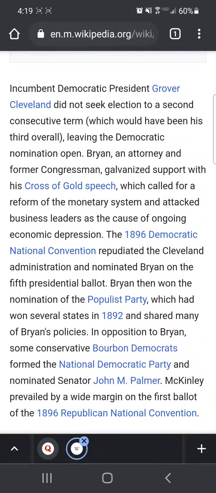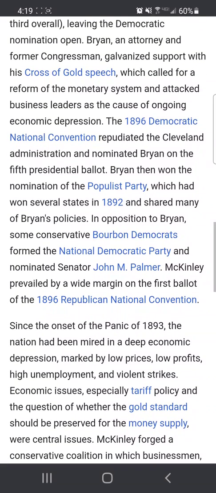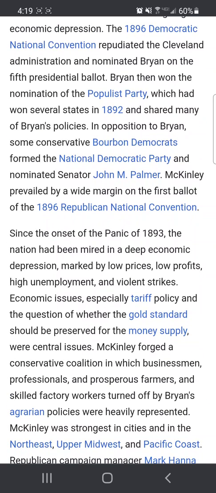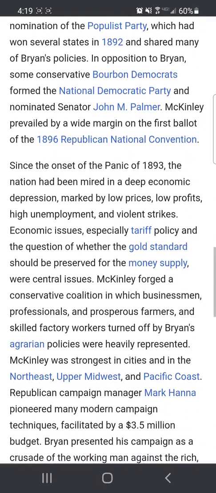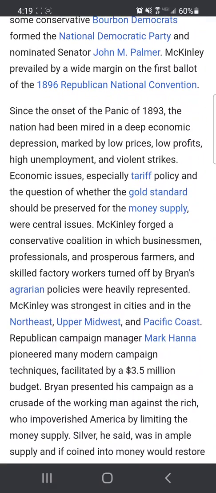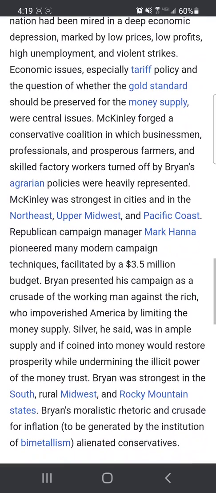Basically, Grover Cleveland did not seek election to a second consecutive term, so it would have been his third overall. William Jennings Bryan called for reform in the monetary system and attacked business leaders as the cause of the ongoing economic depression. He won the nomination of the Populist Party. Yes, Bryan was a populist. The country was in a deep economic depression marked by low prices, low profits, and high unemployment. It is basically the election of the gold standard.